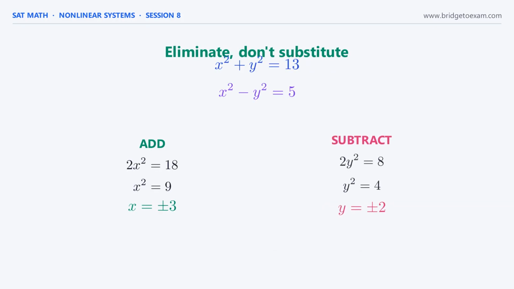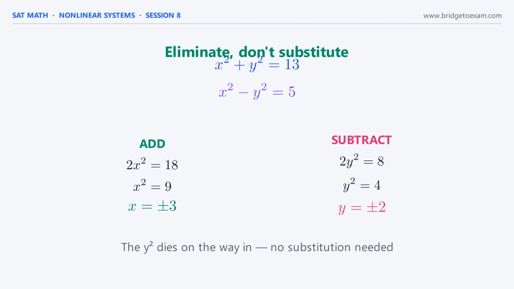Here's the first big idea. When both equations are nonlinear, don't reach for substitution automatically. Look for cancellation first. Take x squared plus y squared equals 13, and x squared minus y squared equals 5. Look at those. Same terms, opposite signs on the y squared. Add the two equations together, and the y squared vanishes. 2x squared equals 18, so x squared equals 9, and x equals plus or minus 3.